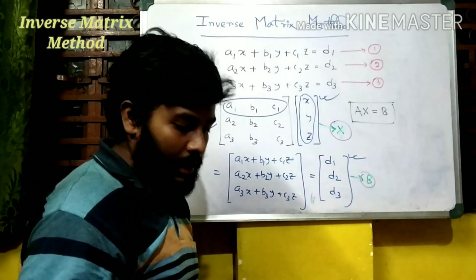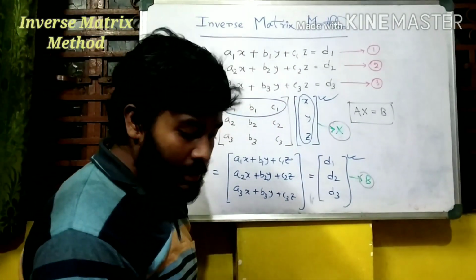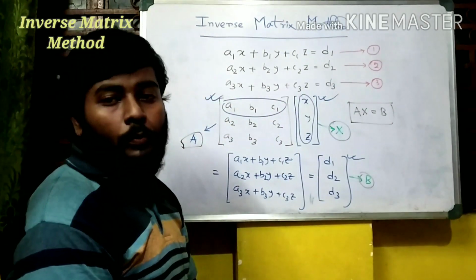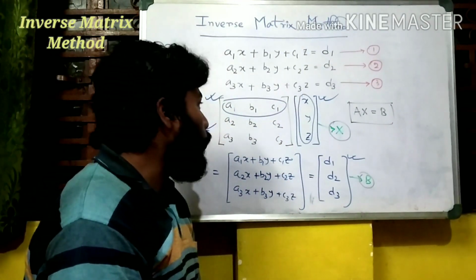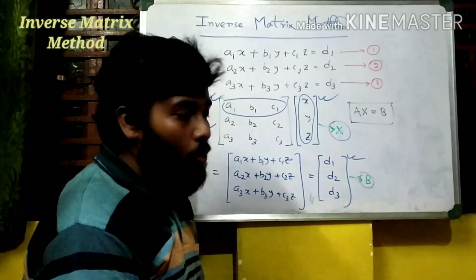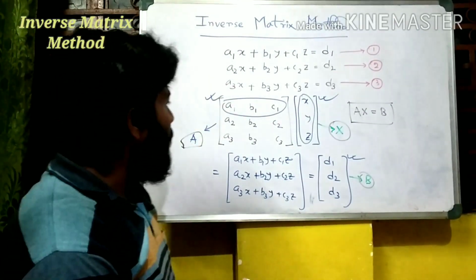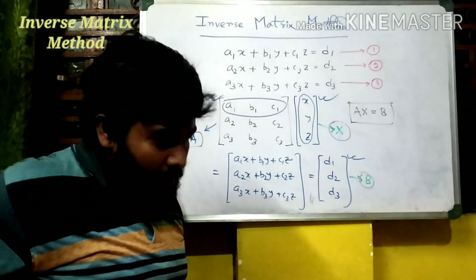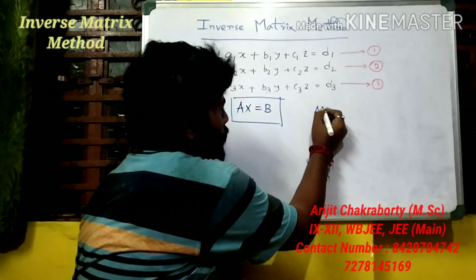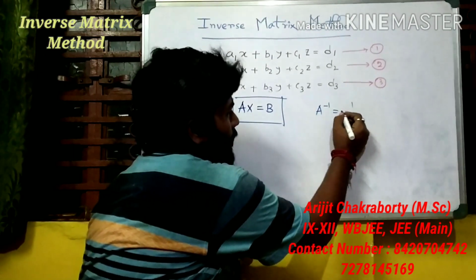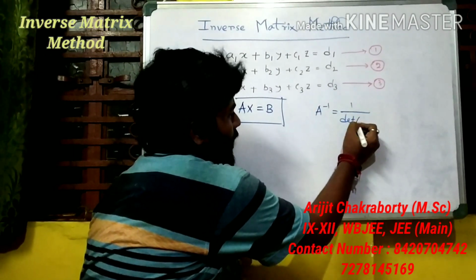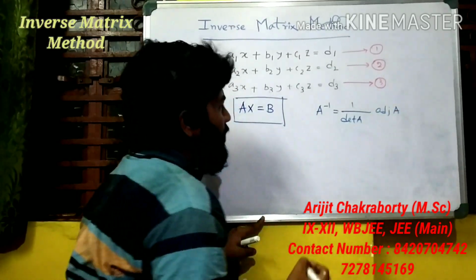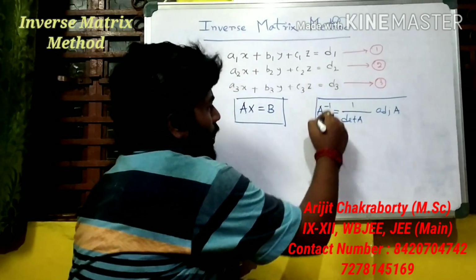Next, how can we solve this system? We all know the method to find A inverse. The formula is A inverse is equal to 1 by determinant of A into adjoint of A. This is the formula to find A inverse.